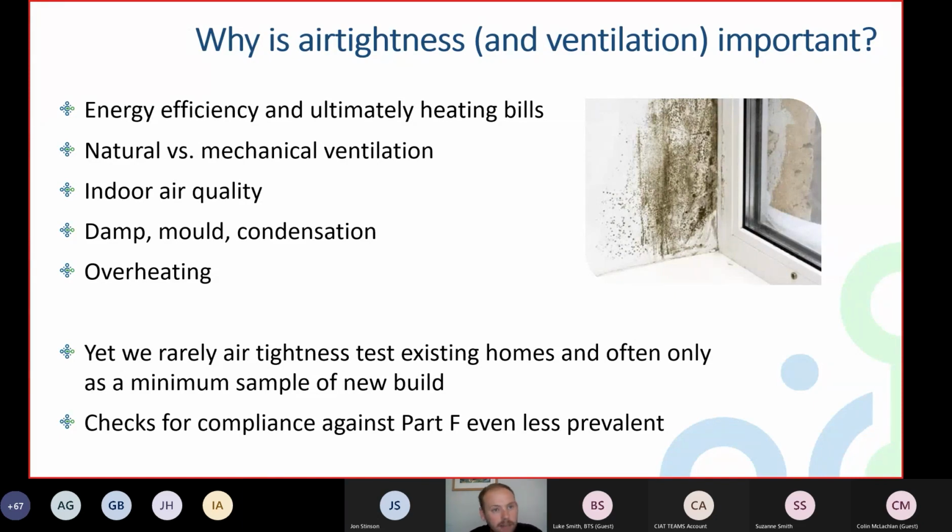Air tightness measurement is exceedingly rare in existing homes and only done on a minimum sample of new builds. Well, I think most sites will be tested on all buildings now, but I think we're generally testing for compliance rather than thinking about how important it is to provide the right amount of fresh air to the building.